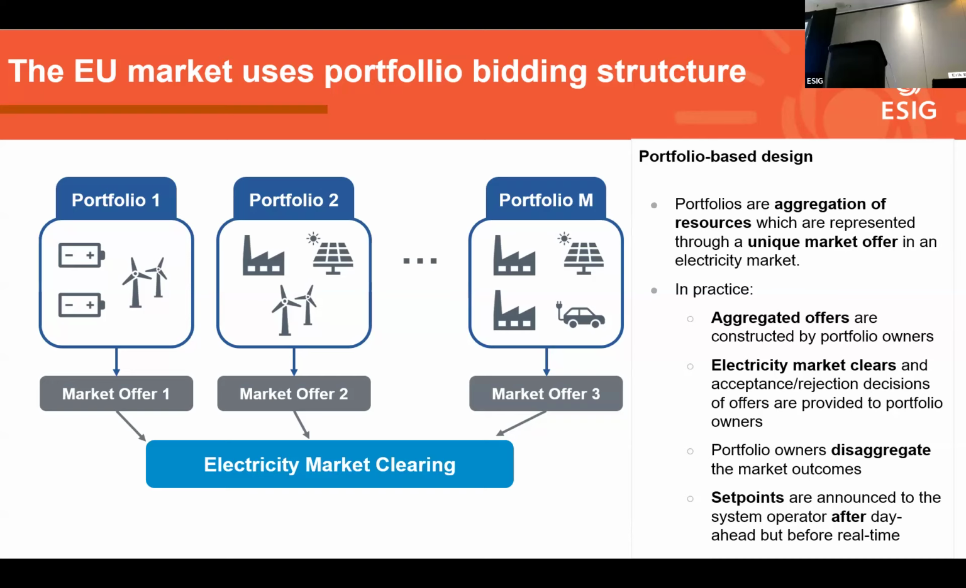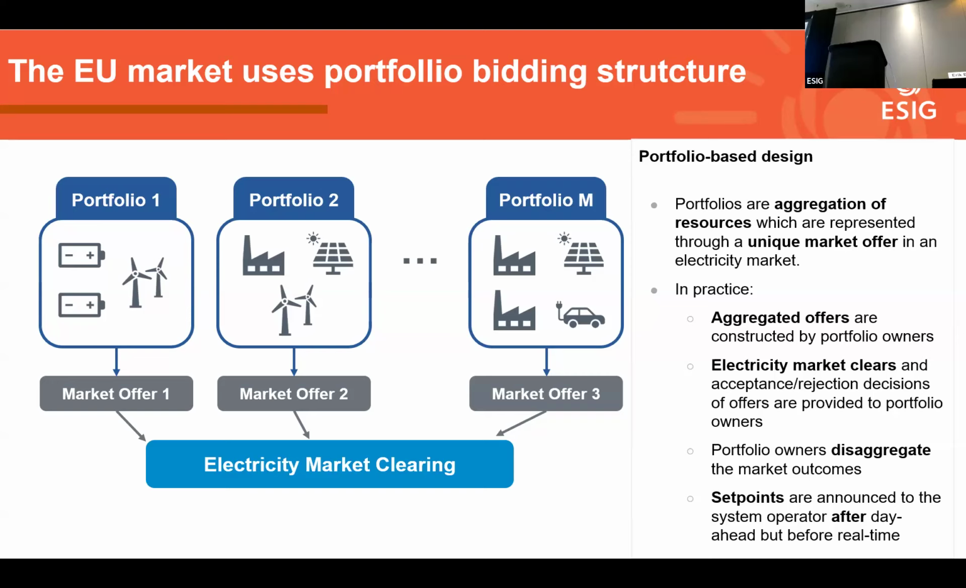Then the market clears. The market gives as output the volume that is accepted for each market offer and also the price. And based on that, the portfolio owners afterwards disaggregate the market outcomes. So they know they have a volume that they need to procure to the market, but they can decide afterwards how they procure it. So they could say, let's say, this portfolio is accepted as half, I will only procure using wind turbines, but that's my choice. It's not the market's choice. What I offer is a market offer, which is simply a price and a volume. And then I can choose how I optimize my own portfolio.